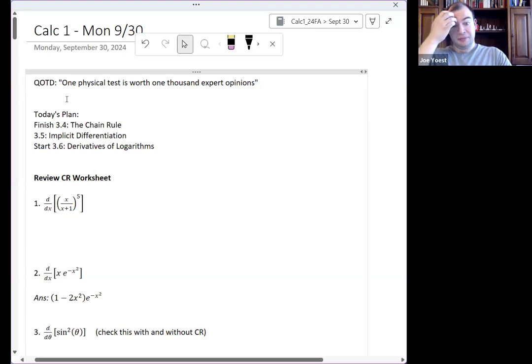Okay, so the plan for today is to finish up the chain rule and work through implicit differentiation and get a good start on derivatives of logarithms. Before we get started on that, are there any questions on anything from last time, anything from the chain rule worksheet, which is the first thing we're going to review today, anything from the homework, anything like that?